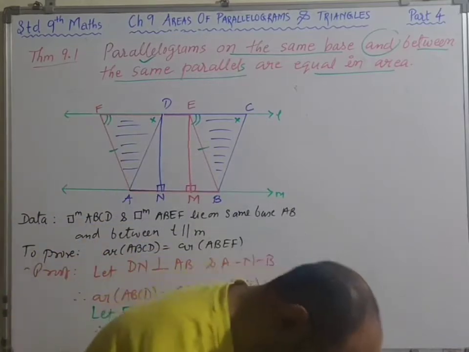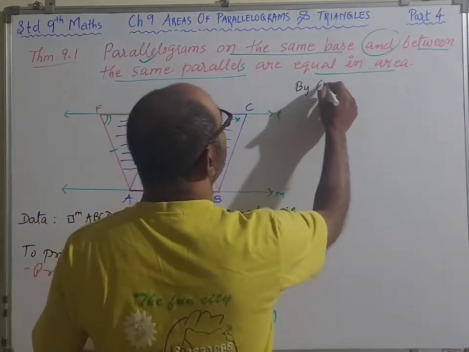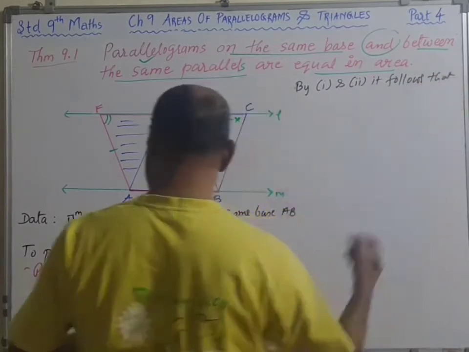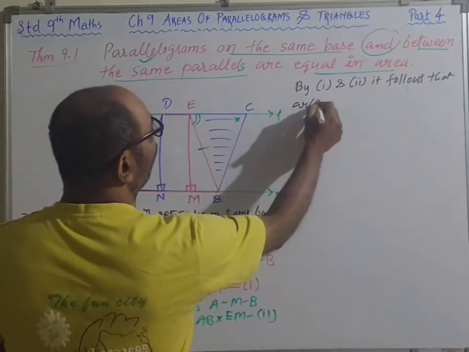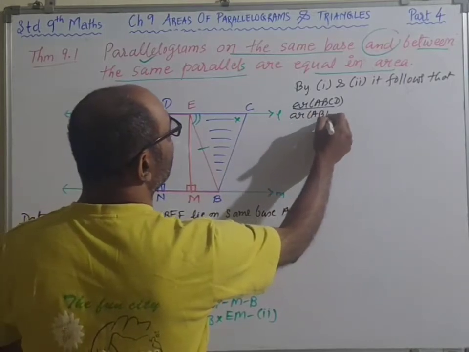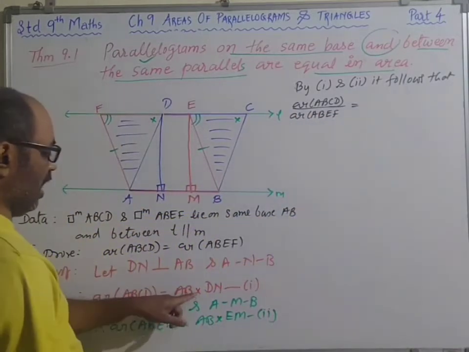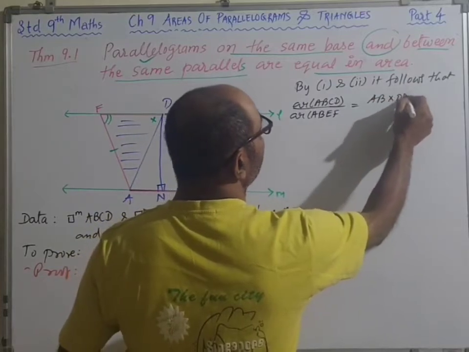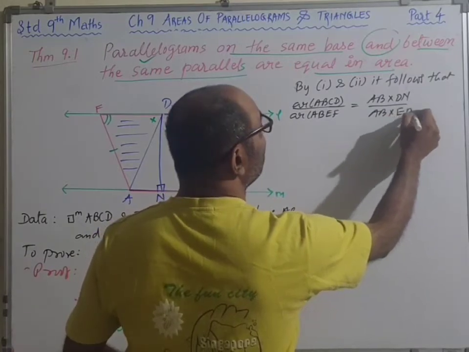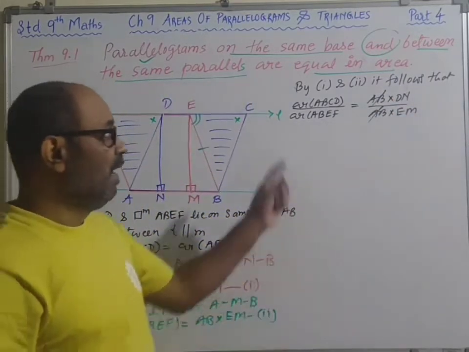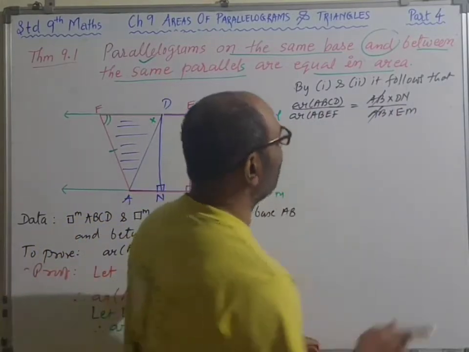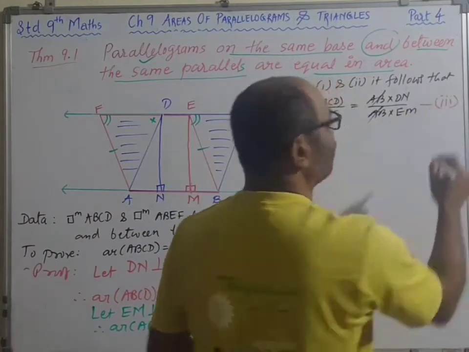Now take the ratio. By 1 and 2, it follows that, taking the left hand side, area of ABCD upon area of ABEF is equal to the right hand side, AB into DN upon AB into EM. AB cancels. Children, we were expecting this ratio to be 1. But I got DN upon EM. Now call this result 3, because we have not reached the goal yet.